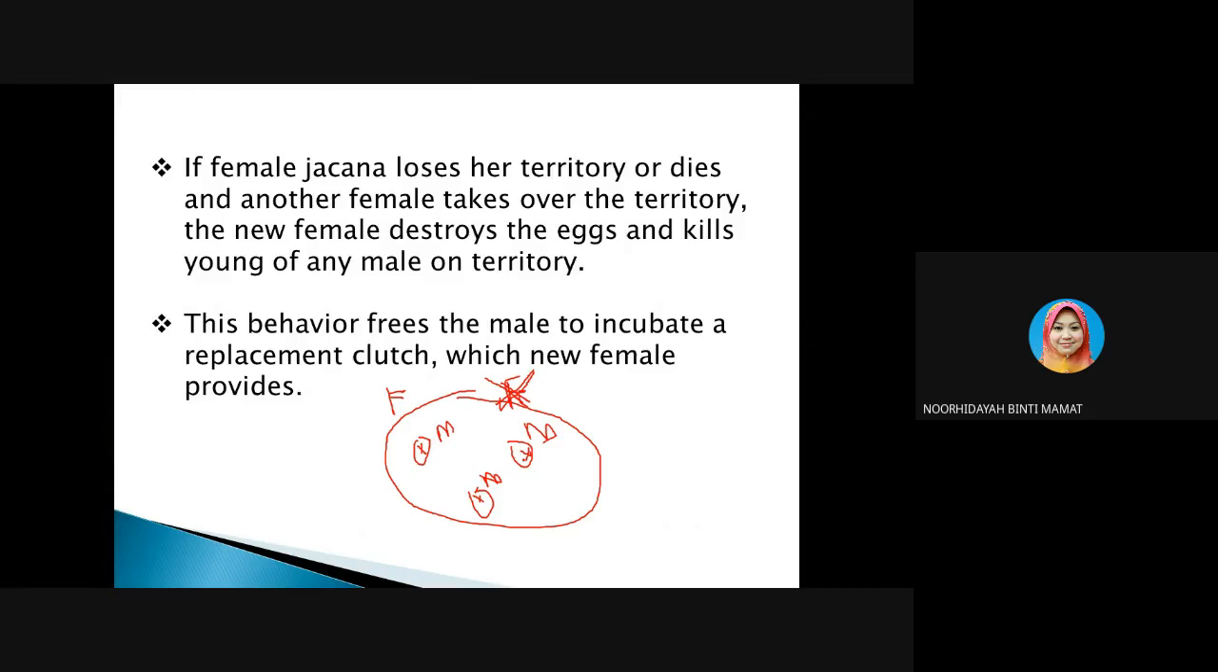Okay, so this behavior, killing the eggs and the young, will free the males to incubate a replacement clutch, which the new female will provide. If the male doesn't have any eggs or young to be cared for, this male can freely incubate a new clutch of eggs from this female. Okay, so this is classic polyandry, which is one female with several males.